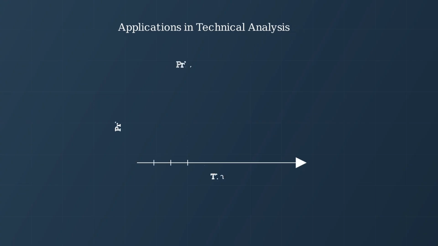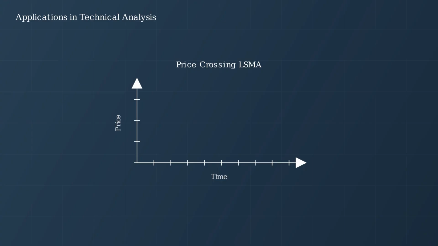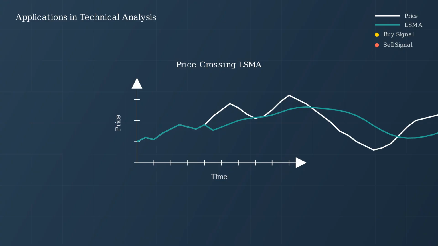Now we'll explore how the least squares moving average is applied in technical analysis for financial markets. One of the most common applications is using price crosses of the LSMA line to identify potential trend changes. When price moves from below the LSMA line to above it, this often signals a bullish trend change and can be used as a buy signal. Conversely, when price crosses below the LSMA line, this may indicate a bearish trend change, suggesting a potential sell signal. These crossover signals help traders determine optimal entry and exit points for their positions.